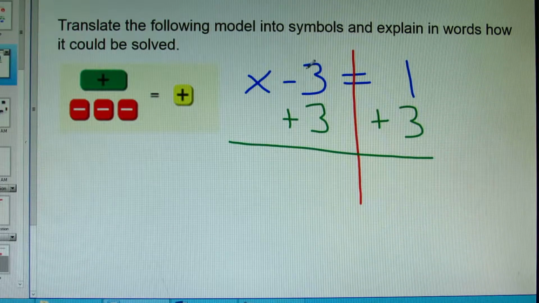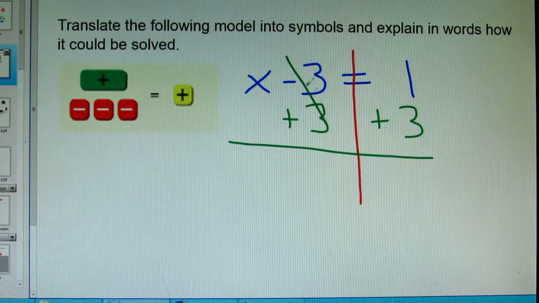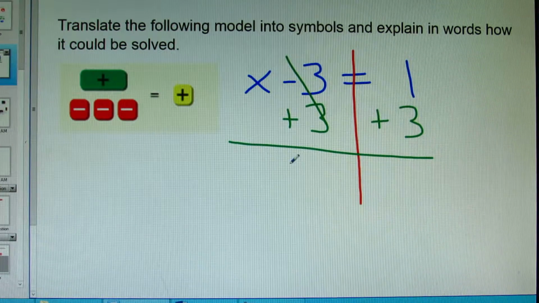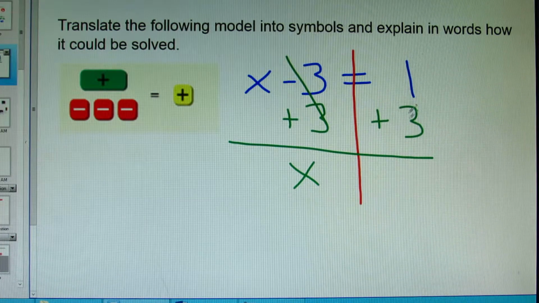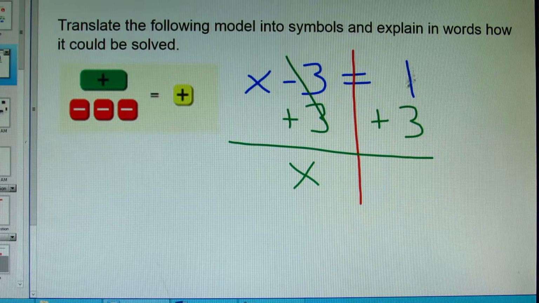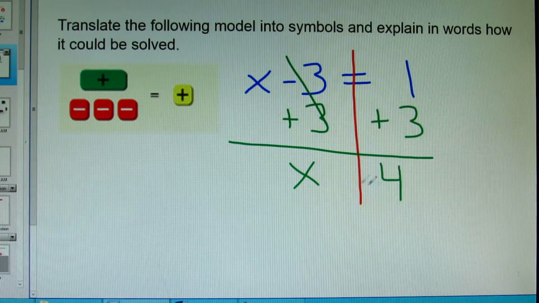That way, my minus 3 and my positive 3 will cancel out, right? Different signs subtract. I'll get 0. I'm just going to leave the x here, and I'm going to add the other side as I normally would. Again, using my integer rules if I need it. Same signs add, different signs subtract. 1 plus 3 is 4. So my answer is x equals 4.